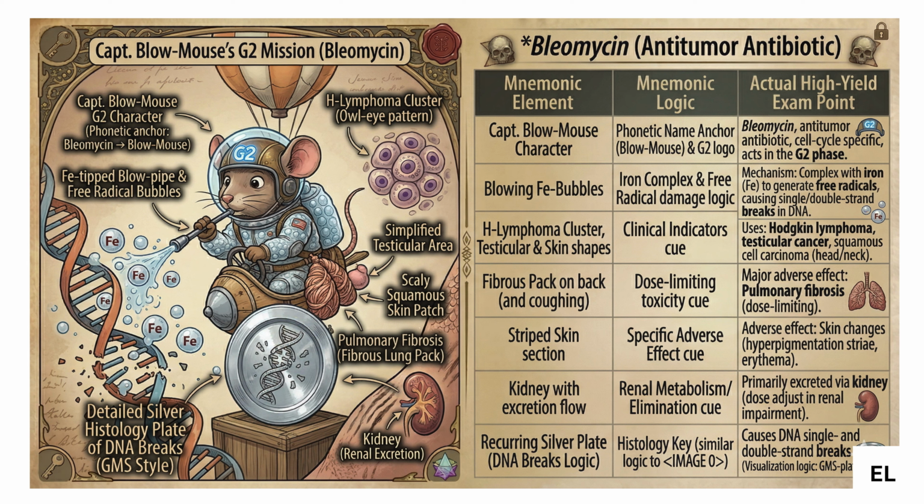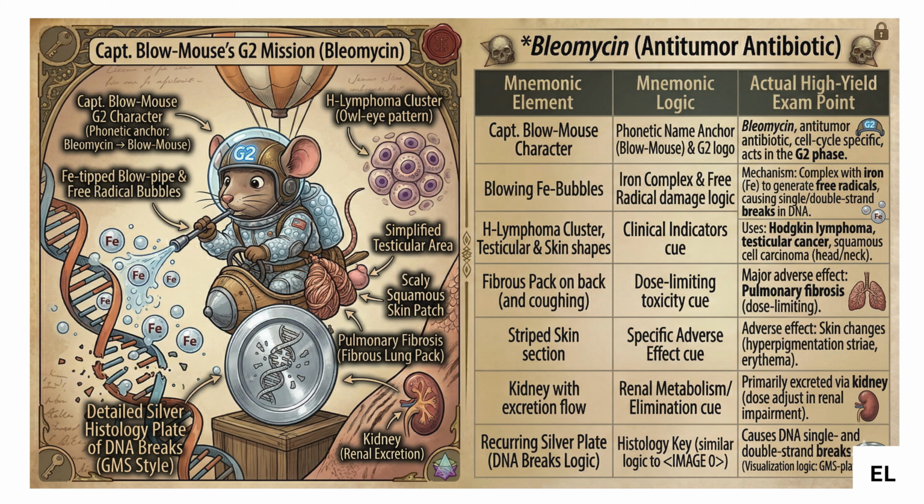Now look at what Captain Bleomycin is holding. He is using a blowpipe, releasing bubbles labeled Fe, which stand for iron. This is a very important mechanism clue. Bleomycin works by forming a complex with iron, Fe. This complex generates free radicals, which cause DNA damage. Specifically, it causes single-strand breaks and double-strand breaks. So the iron bubbles represent free radical formation, leading to DNA damage.